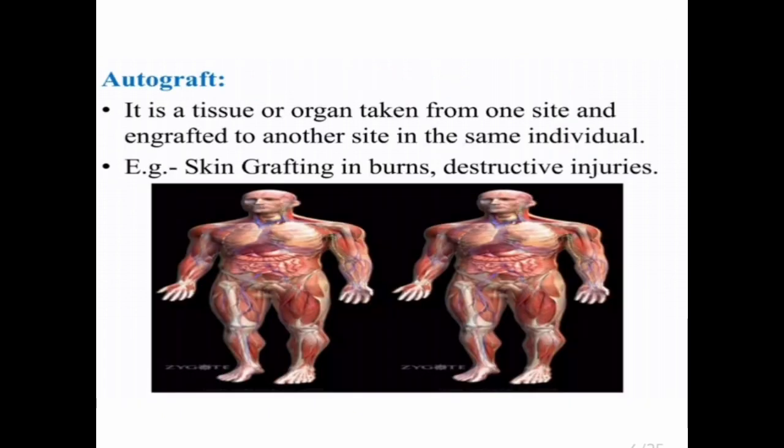The first type is autograft. It is a tissue or organ taken from one side and engrafted to another side in the same individual. So basically, in the autograft, the donor and the recipient are both the same person. The graft, which could be a cell, organ, or tissue, is taken from the same individual and placed into the same individual as well. The example includes skin grafting in burns and destructive injuries.